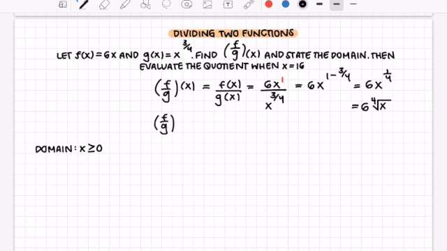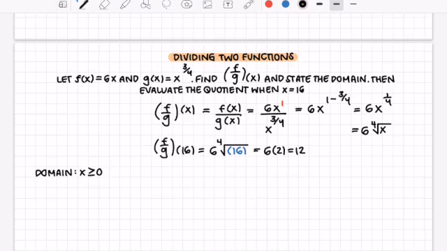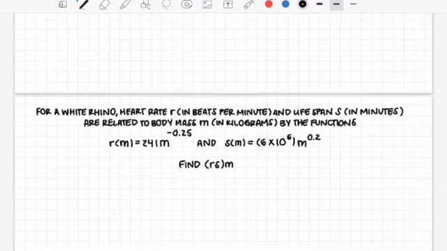So f divided by g of 16. I'm going to substitute the 16 into the formula. So 16 goes inside the root, and we get 6 times 2, which is equal to 12. That would be my final answer. So we went through all 4 operations.